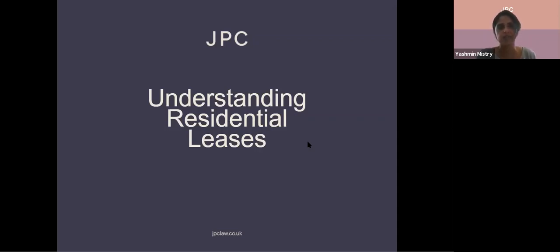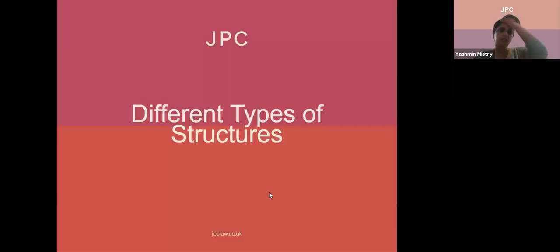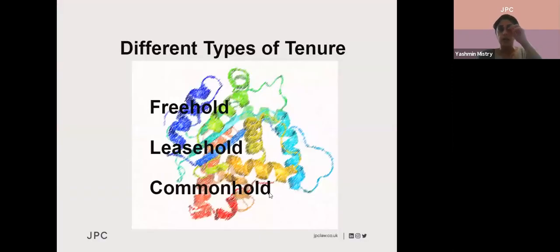Okay, so understanding the residential long lease. Different types of structures. Generally, I'm sure you're aware there are three ways in which land or tenure can be held in England and Wales. The first one is freehold, the second leasehold, and the third commonhold. I'm sure you've all heard of those three different types of structures.